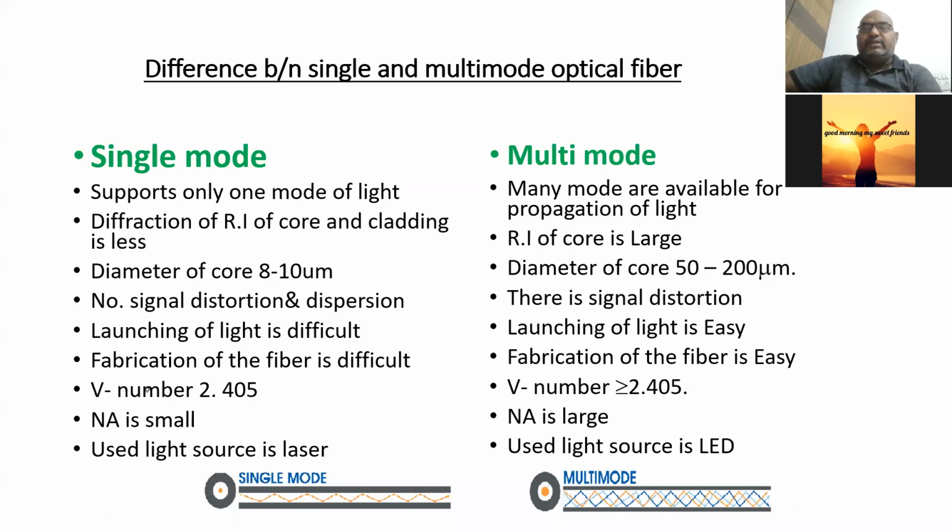And in multimode fiber, many modes are available for propagation of the light. The refractive index of the core is large, and the diameter of the core is 50 to 200 mm. There is signal distortion. Launching of light is easy. Fabrication of the fiber is easy. The numerical aperture is large. The usual light source is an LED. These are the basic differences between single mode and multimode step index fiber.